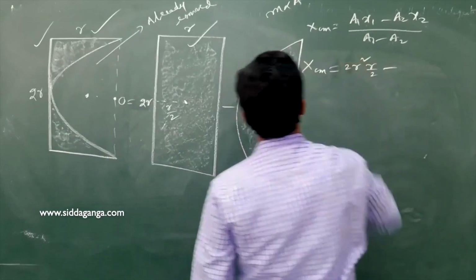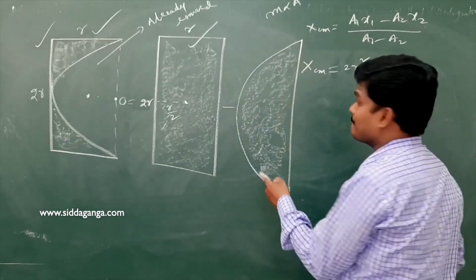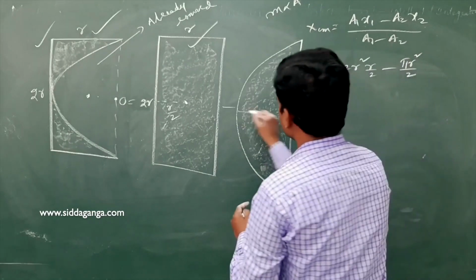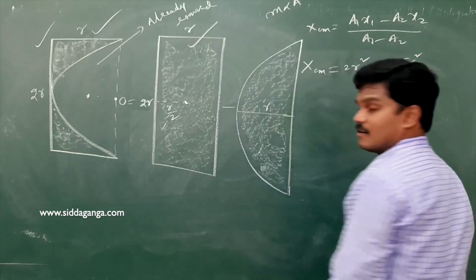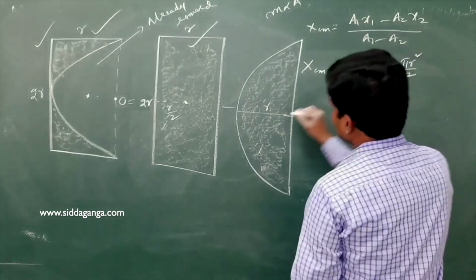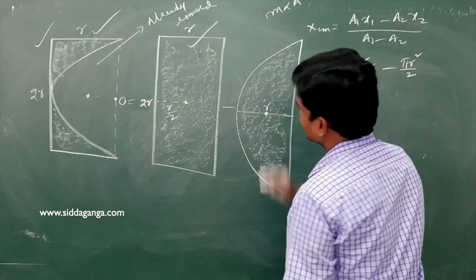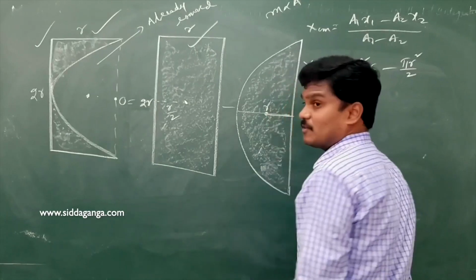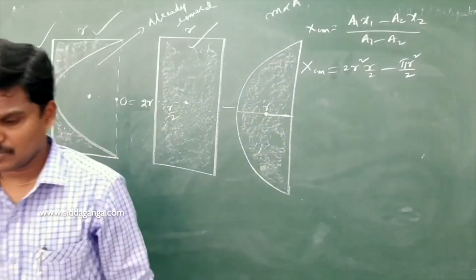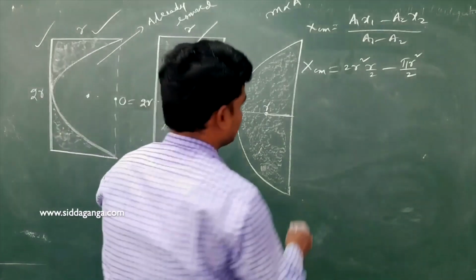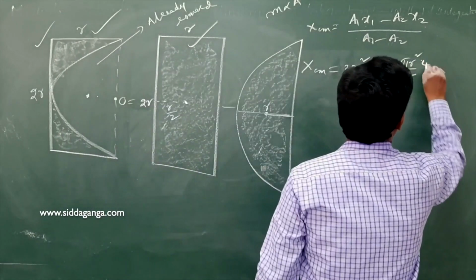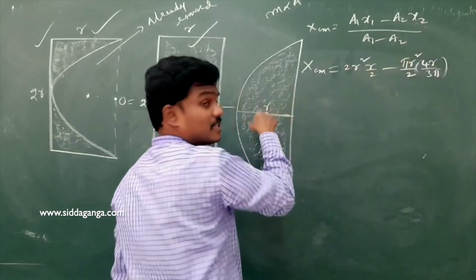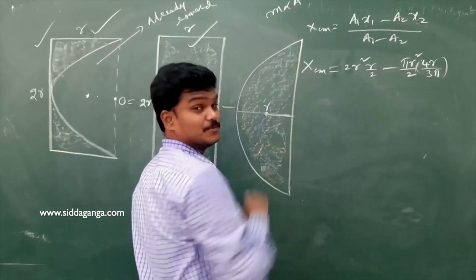Minus a2, the area of this semicircle. Semicircle means it is pi r square by 2 because radius is r. And x2 is the center of mass. So the center of mass for a semicircular disc, what is the formula? 4r by 3 pi. x2 is the center of mass of that part. The center of mass of the semicircular disc is 4r by 3 pi.